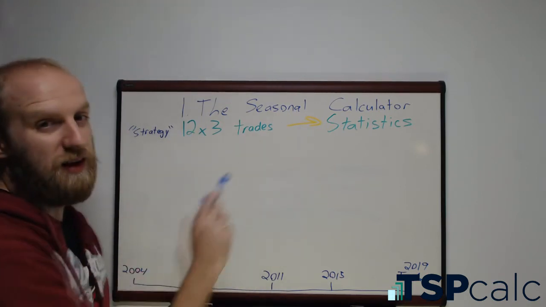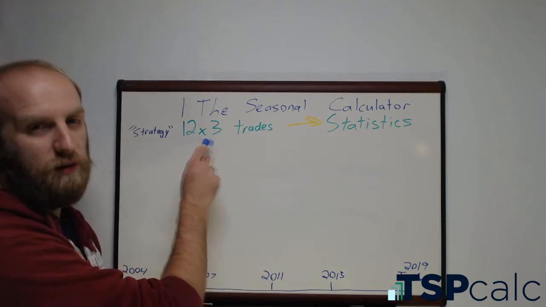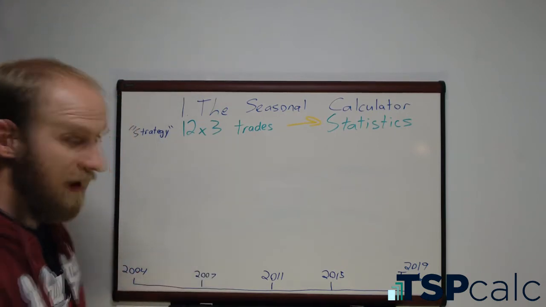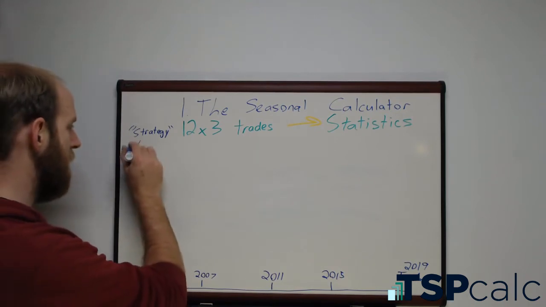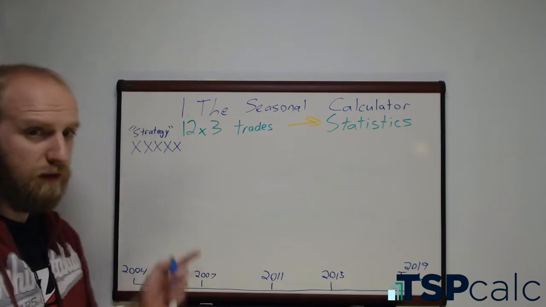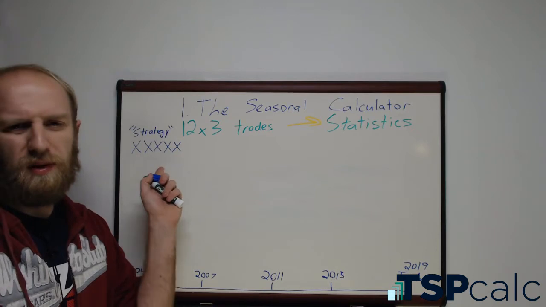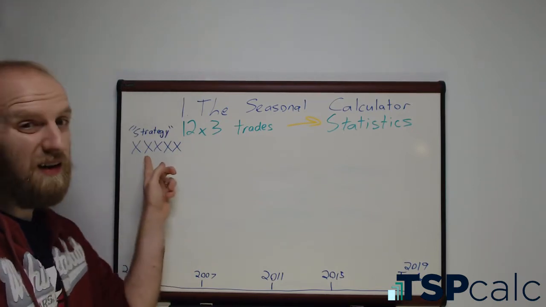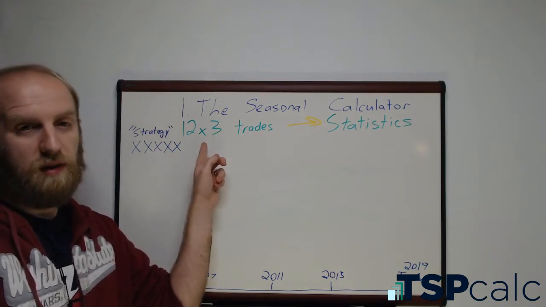So in order for the seasonal calculator to work, you have to put in 12 months worth of trades, and that's called a strategy for the purpose of TSP Calc. And if you're on the Facebook page, you'll see that represented as a number, usually 5 digits. We're about to get into 6-digit numbers, okay? So 5 digits, like 57805, and a lot of people who are new to the site see that and they're like, well, what is that? Well, 57805 or any other number just references a very specific combination of 12 months worth of trades.